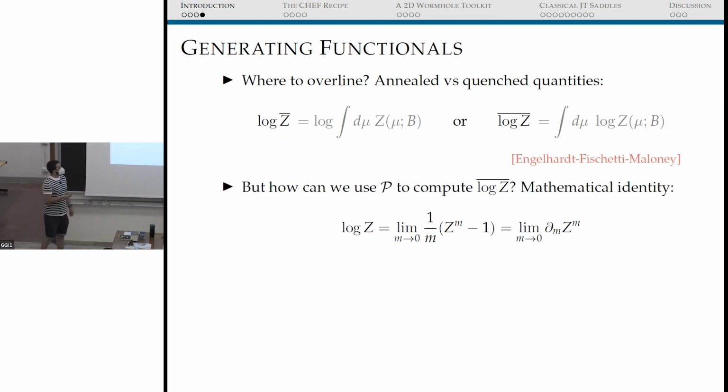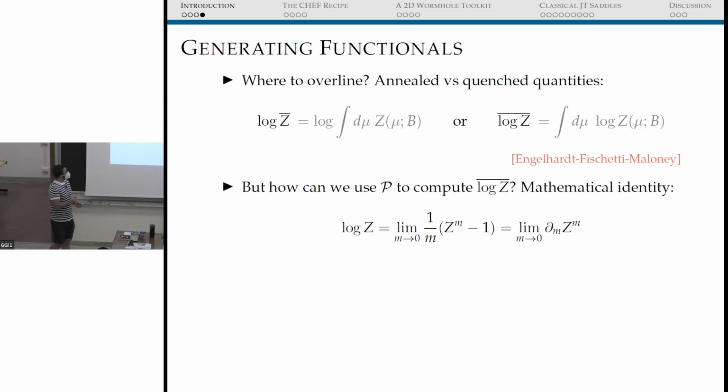Now the question is, how do we actually compute this with a gravitational path integral? This side here is the ensemble averaging interpretation, but this is not something we can do in general in quantum gravity. With the path integral, we only have this side. So let me look at a simple mathematical identity. We can actually compute the logarithm using powers of the quantity inside. These equalities all hold so long as the limits exist. So let's assume they exist.